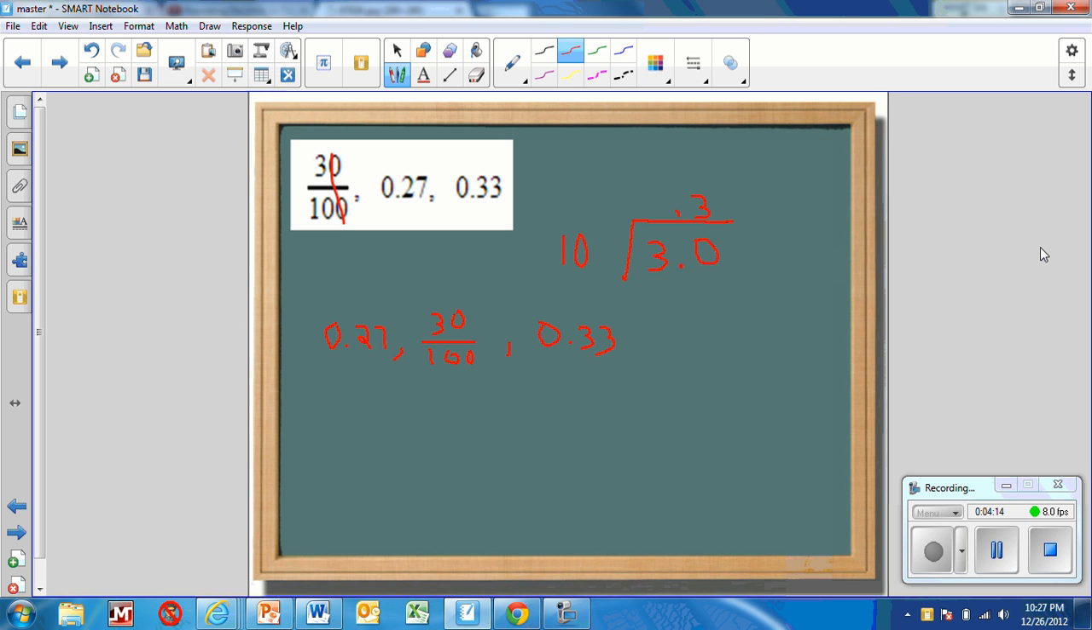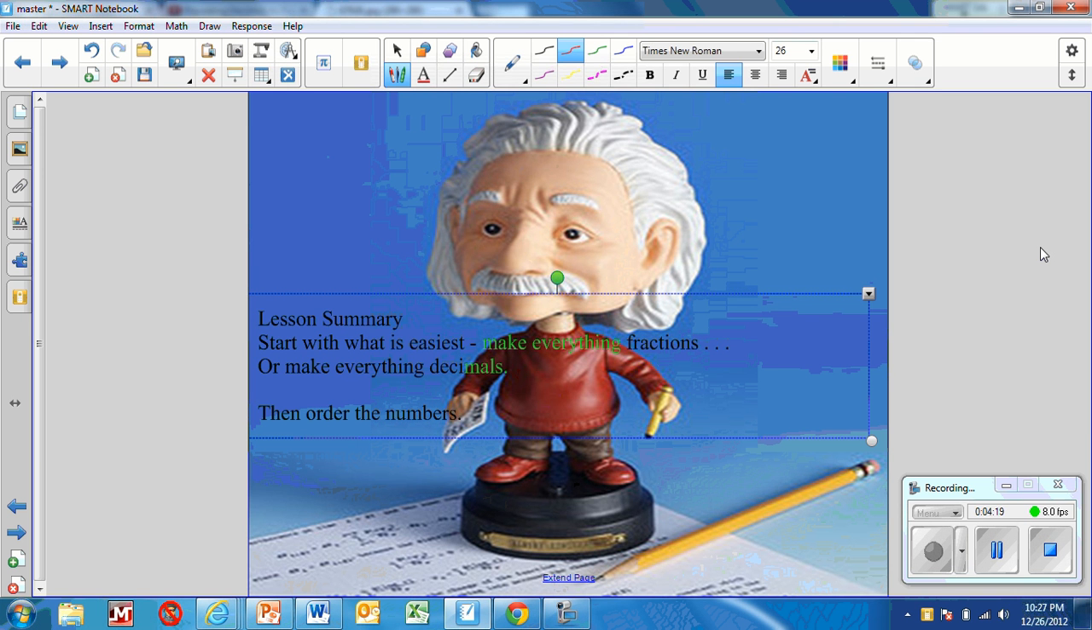Now I'm going to go to the last page here, and I'm just going to summarize my lesson. What we did is we either had to make everything fractions or we had to make everything decimals. So start with what's easiest. What do they give you the most of? In my first problem, they gave me more fractions, so I turned everything into fractions. In my second problem, they gave me more decimals, so I turned everything into decimals. Then I'm able to order the numbers. If you're stronger with one or the other, like if it's easier for you to work with decimals, turn everything into decimals.